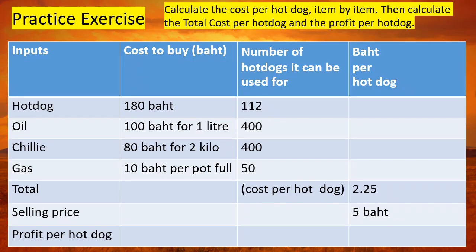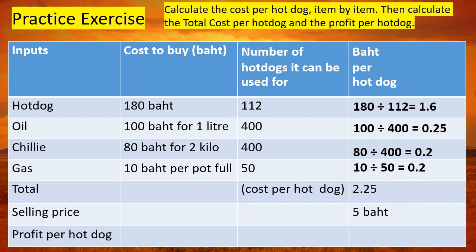So here's an exercise for you to do. The table on the left, the column, the hot dogs, oil, chili, gas, the same as before, but this time the cost to buy is bigger because the number you're buying is bigger. So I want you to work out the figures that go in the right-hand column, baht per hot dog. You might want to pause the video because I'm going to go on fairly quickly, because otherwise the video will be very long and there will be long silent gaps. So, okay, I'm going to go on now.